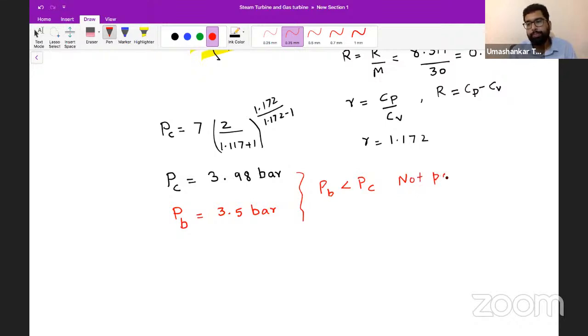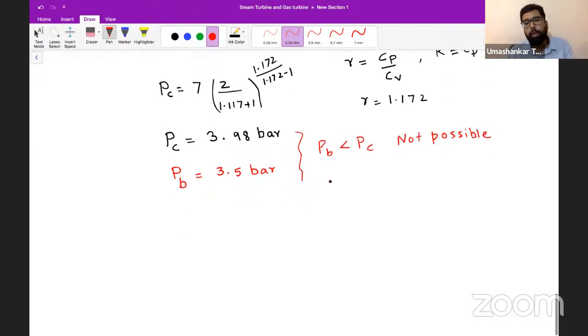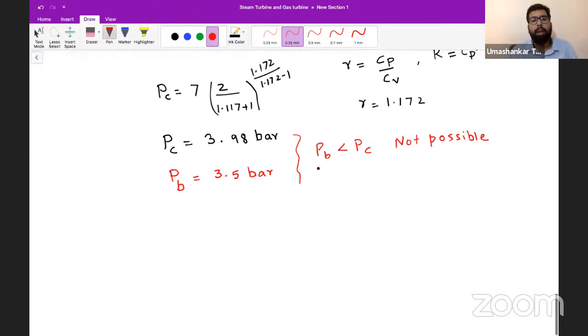Yes, Arpan. This is a static pressure only, because stagnation pressure is a pressure where the velocity we assume to be 0. You can call the inlet pressure a stagnation pressure, as we have assumed the inlet velocity as negligible. Okay. So PB is less than PC. Our back pressure is less than PC, so this is not possible in a convergent nozzle.